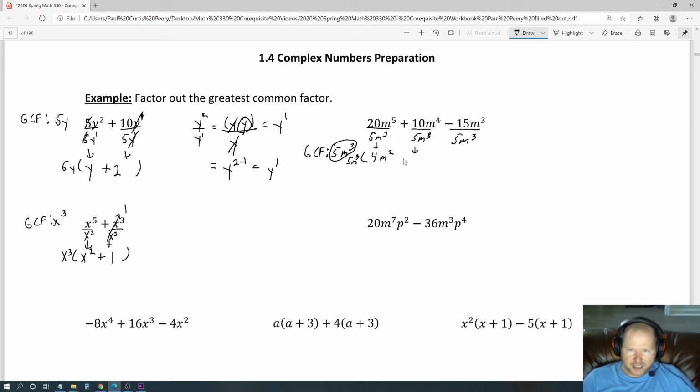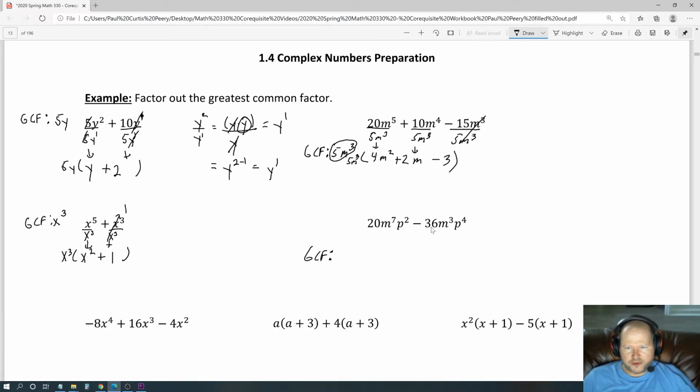Positive 10 divided by positive 5 is a positive 2. m to the 4th divided by m to the 3rd is m to the first power, or just m. Minus negative 15 divided by positive 5 is a negative 3. And the m to the 3rd just cancel out. And there we go. Let's try the next one.